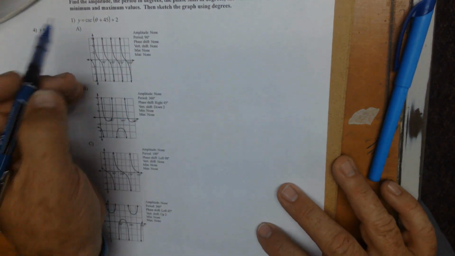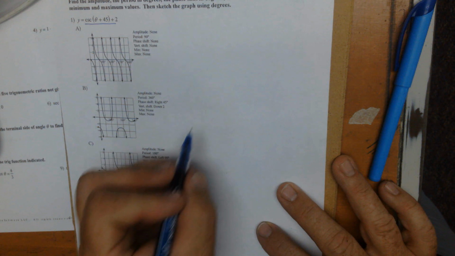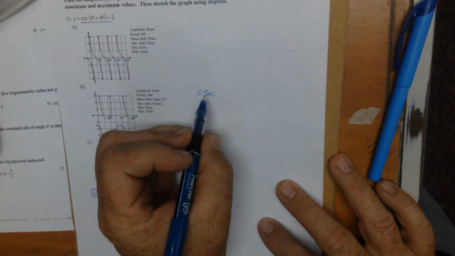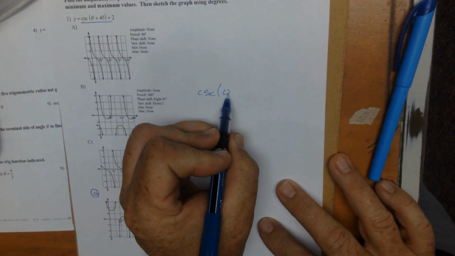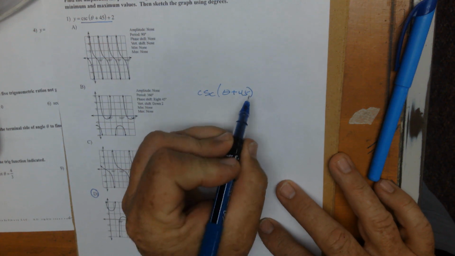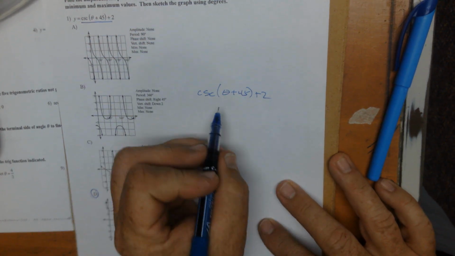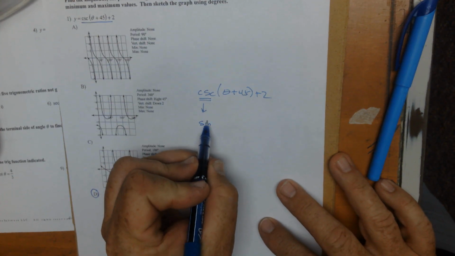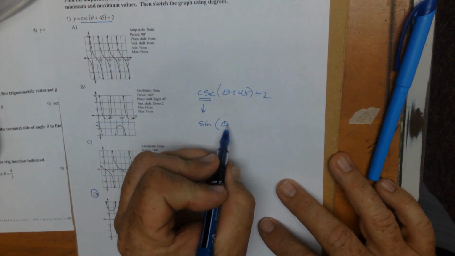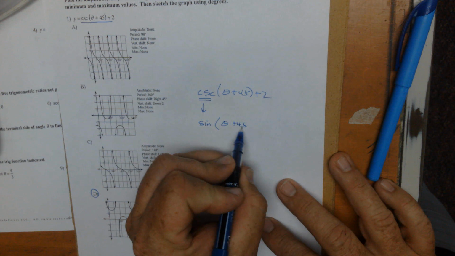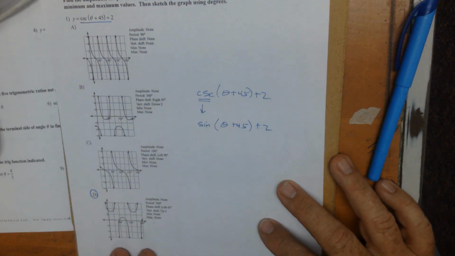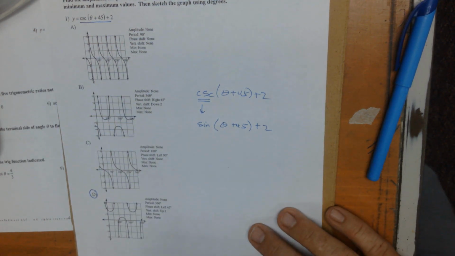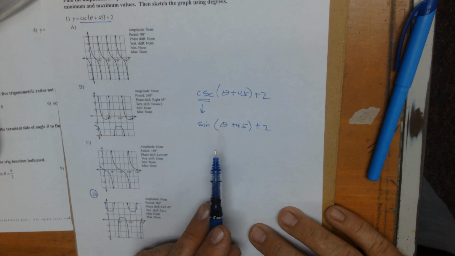All right, guys. So when we're dealing with cosecant, remember cosecant of theta plus 45 plus 2. Cosecant is going to be the reciprocal of sine. So we want to graph this one right here. And so we're going to take this sine function here and we're going to graph it.